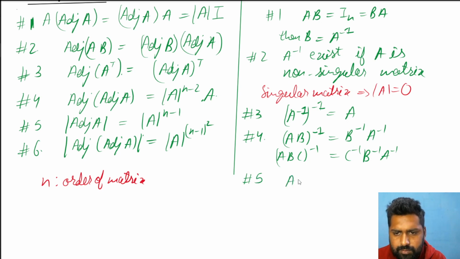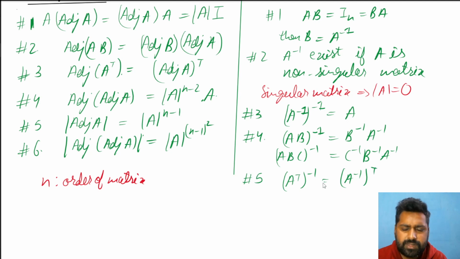Next, suppose you have to calculate the transpose inverse. So what you can do is you calculate the inverse first and then do the transpose. Means the order you can change, whether you do transpose first or inverse first won't affect the result finally.